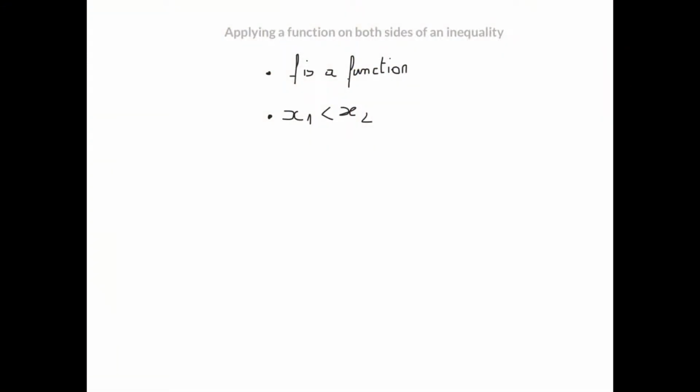Hi everyone, in this video we are going to comment on what's happening when we apply a function on both sides of an inequality. So let's say we have f, a function, and two numbers x1 and x2 just like this, and we want to know what's happening if we compare f of x1 and f of x2. Do we necessarily have f of x1 greater than f of x2 or the other way around? That's the big question mark that this video tutorial is going to answer.